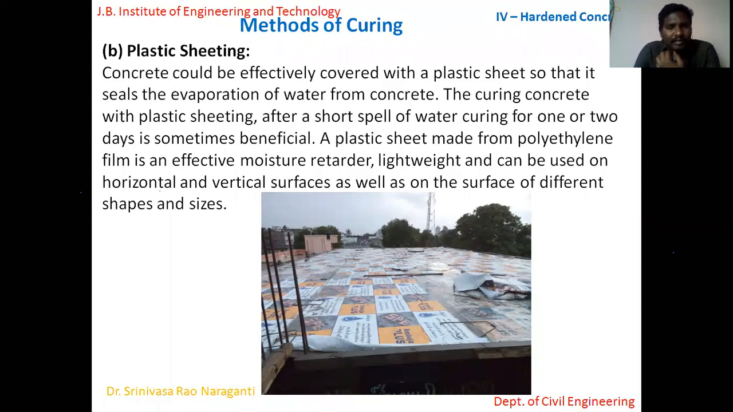Once that gets dried up, I can remove the sheets, put the water again, and put the sheets back. As you put the water directly, it's not a problem. That's how we maintain the plastic sheeting here. Plastic sheets are basically made of polyethylene film sheets. They're moisture retarders. They don't let the moisture go out. They still retard it, delaying the process of drying up.